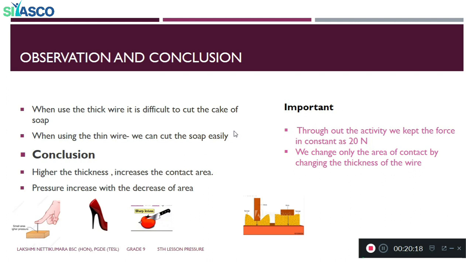In this activity, the most important thing is you kept the force constant, that is 20 Newton. For both situations, you took 20 Newton. You didn't change it. We changed only the area of contact by changing the thickness of the wire. Yeah, these are some of the situations. We will discuss this later on.